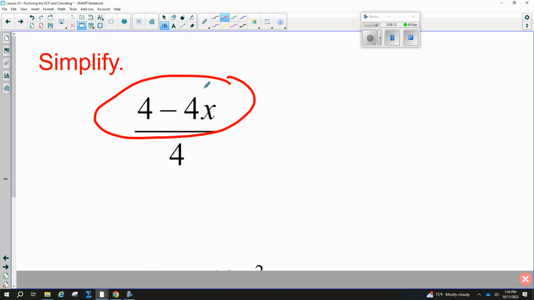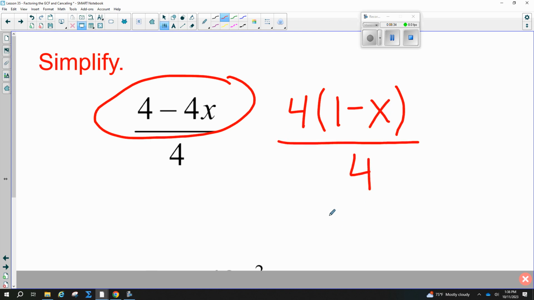So Ellie, what is common to both terms right here? 4, all right? And then you leave space for two things that you factored out of 4. So Hanifa, if I take out a 4, what do I have to leave here? 1. Good. And then I took a 4 out from the second term, so I would leave an x all over 4. All right, now what cancels, everyone? And my answer is 1 minus x.